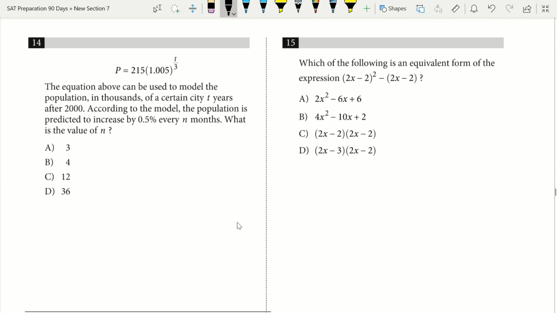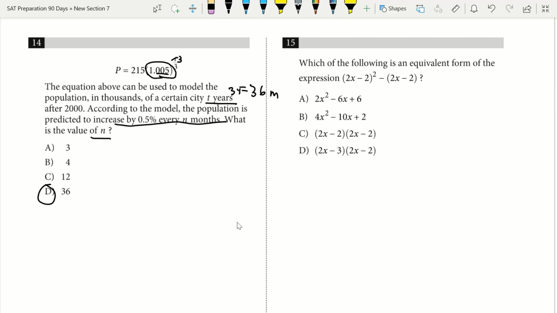All right, question 14. The equation above can be used to model the population, in thousands, of a certain city t years after 2000. According to the model, the population is predicted to increase by 0.5% every n months. What is the value of n? Okay, well, n is in months, and I know t is in years. If we're going to take a 0.5% increase, 0.5% is 0.005. So I need that raised to the first power. If I'm going to have that raised to the first power, I need t to equal 3. So I would need 3 years, which is equal to 36 months, right? Because there are 12 months in a year, times 3 years gives us 36 months. So my answer there has to be D.